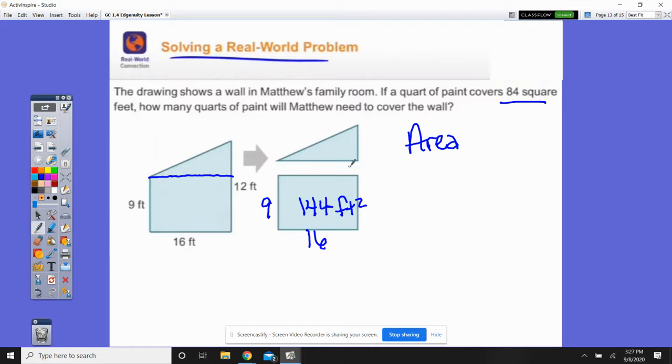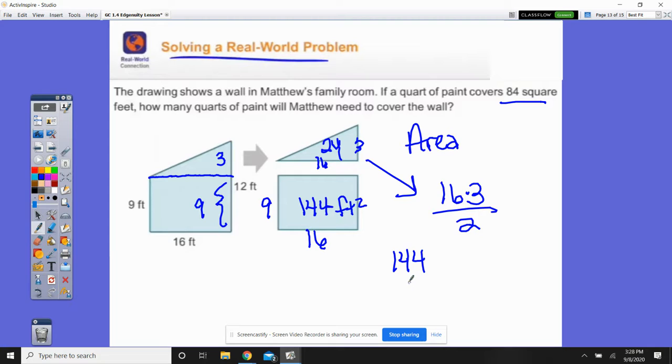To find the area of the triangle, the base is 16. What is the height? Well, this much is 9, which means there are 3 more. So I'm going to take 16 times 3, divide by 2. You can type it in your calculator. You get 24. Add them together. 144 plus 24 is 168 square feet.